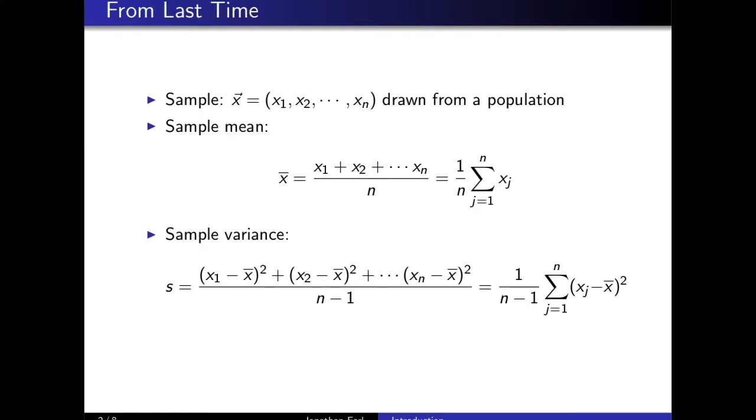Okay, and we said that we could calculate the sample mean just by summing up all of the values that we get from the population, dividing by the number of samples. And then there was also the sample variance. So the sample variance was we would take the sum of the difference between each value and the sample mean, square that value, and then divide the whole thing by n minus 1.